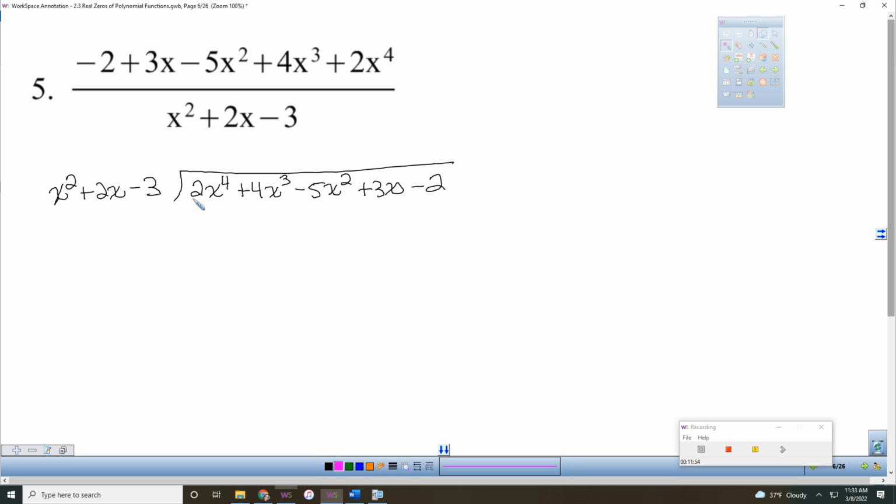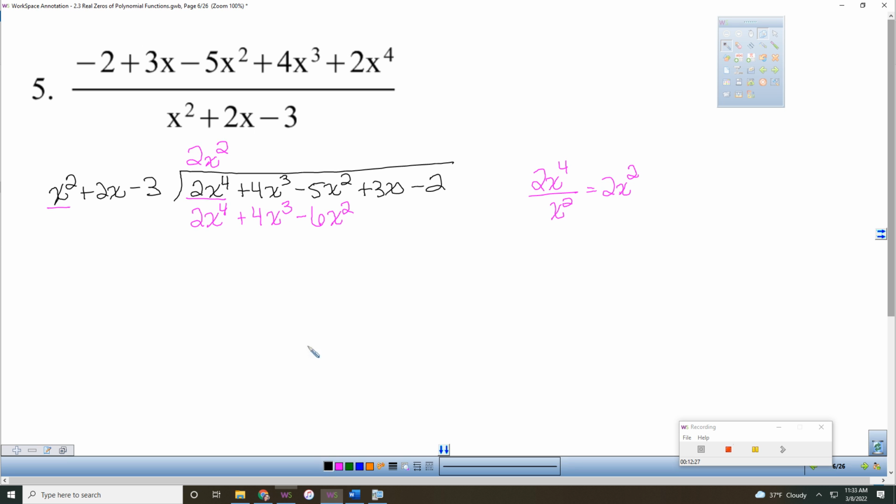And we divide. So I've got 2x to the 4th divided by x squared. That gives me 2x squared. And then I multiply, and I have 3 things to multiply this time. So 2x squared times x squared would be 2x to the 4th. 2x squared times 2x is 4x to the 3rd. And 2x squared times negative 3 is negative 6x squared.